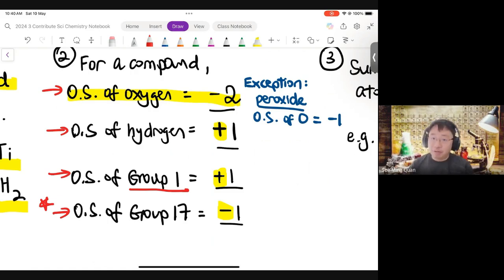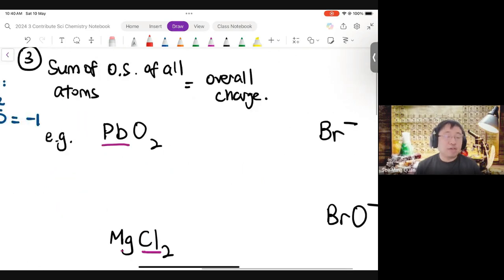Now, so we have cleared rule number 2, which is more to do with the common oxidation states of certain elements like oxygen, hydrogen, group 1, group 17. And finally, the last rule is basically how we calculate oxidation states. You need to know that when we sum up all the oxidation states of the atoms, it must equal the overall charge on the substance.